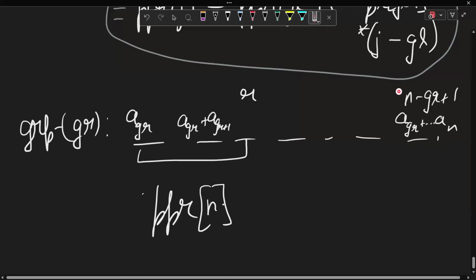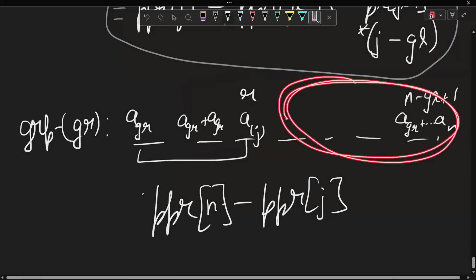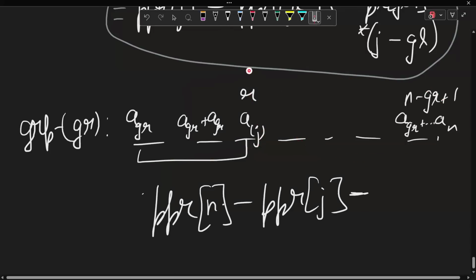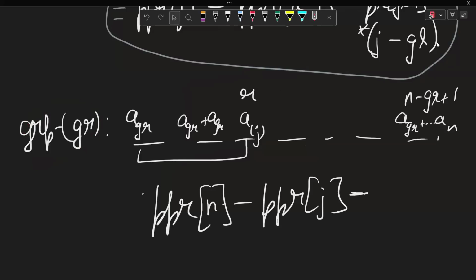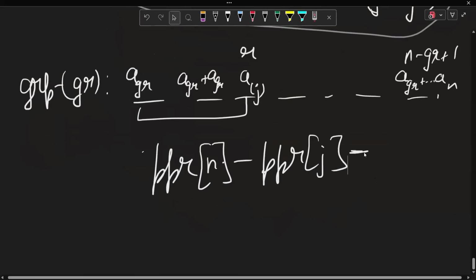Okay, so it would be PPR of N minus PPR of J, where A of J is the element at the Rth index. Then I would subtract PPR of J from that. If this thing is subtracted, we get this sum. From that, we would have to subtract, for this group number, the prefix sum of the group number minus 1 times the length.